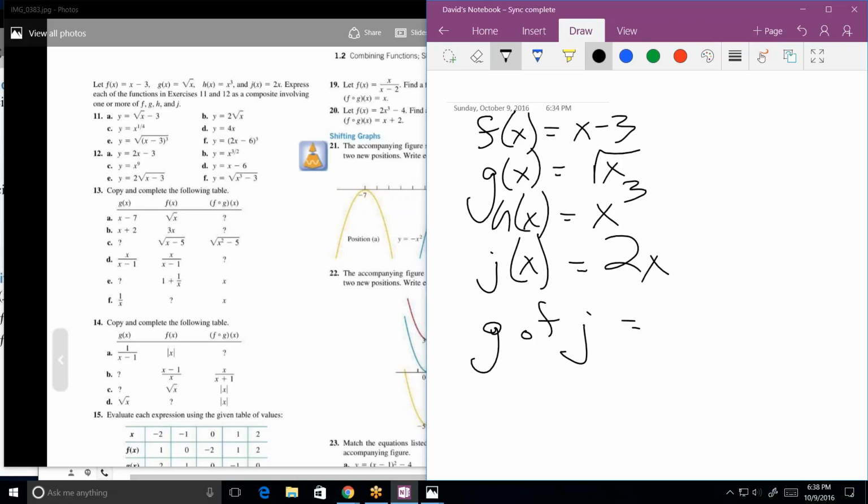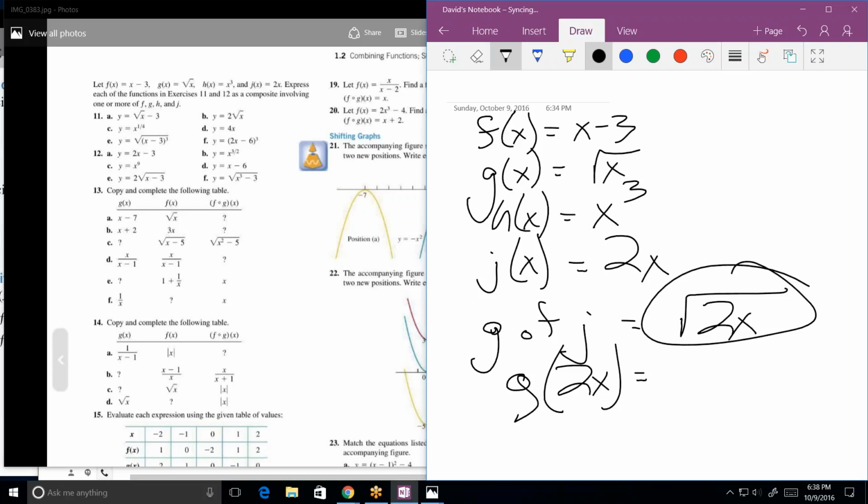What is g of j? 2 times square root of x is the square root of 2x, right? Yes. In other words, g of j is g of 2x, which means I take the g function, and whenever I have x, I plug in 2x. So I get the square root of 2x, which is not what I'm looking at. We're looking at 2 times the square root of x. So now let's try the other combination, see if that works.